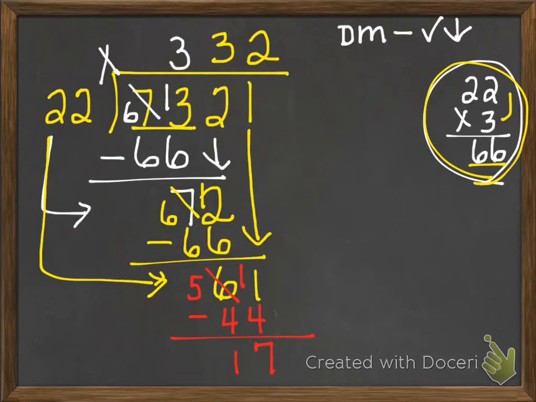Now check. 22 is definitely greater than 17. And there's nothing else to bring down, so this is your remainder of 17.